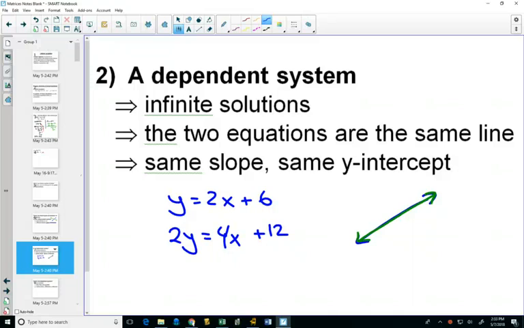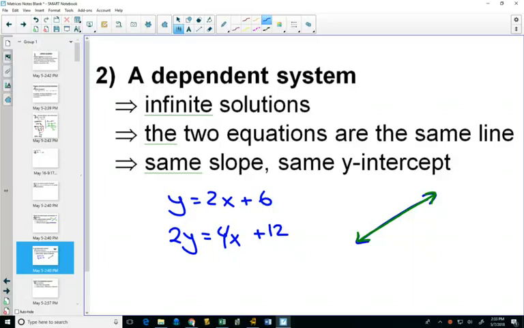A 0 is the same as 100, right? Okay. So they'll have the same slope and the same y-intercept. And anytime you have the same slope and the same point, they're going to be exactly the same line. We call that a dependent system because there's an infinite amount of solutions.